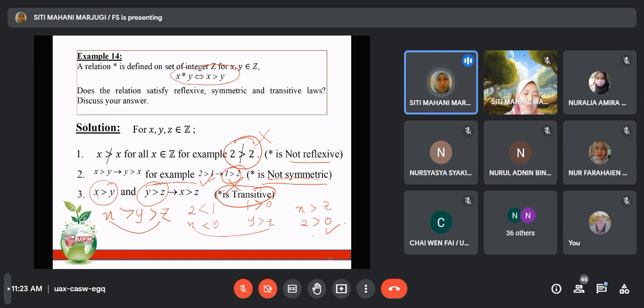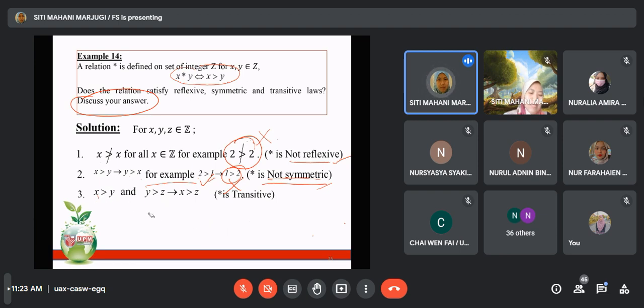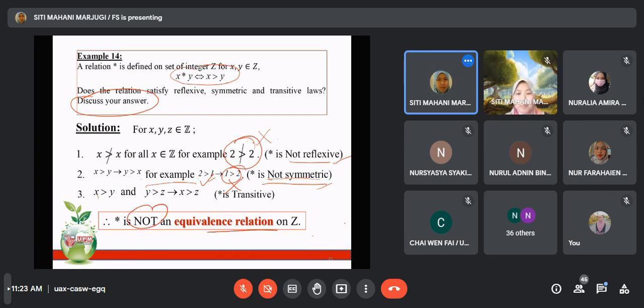Okay. So if you want to discuss your answer, this is not reflexive and not symmetric. So only the transitive property is satisfied, so we can say this is not an equivalence relation. Alright.